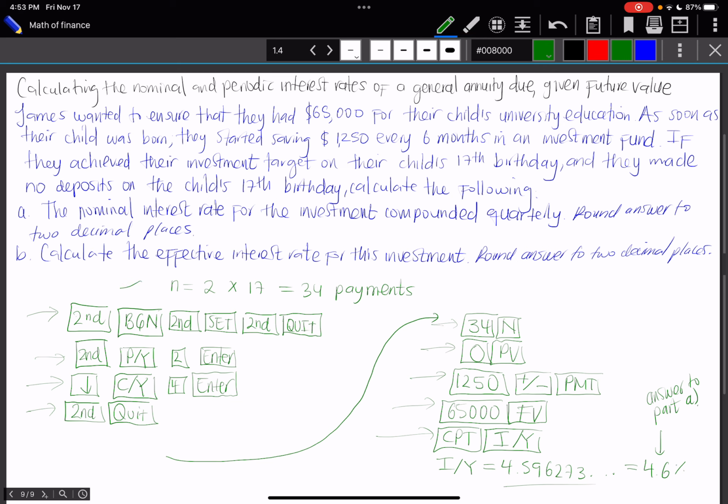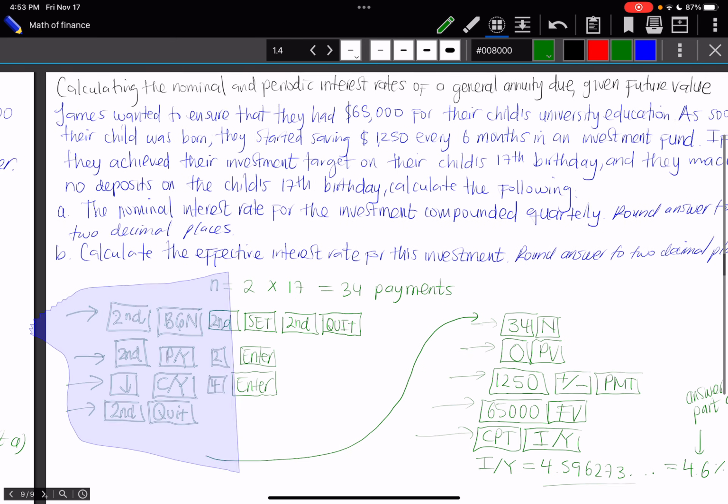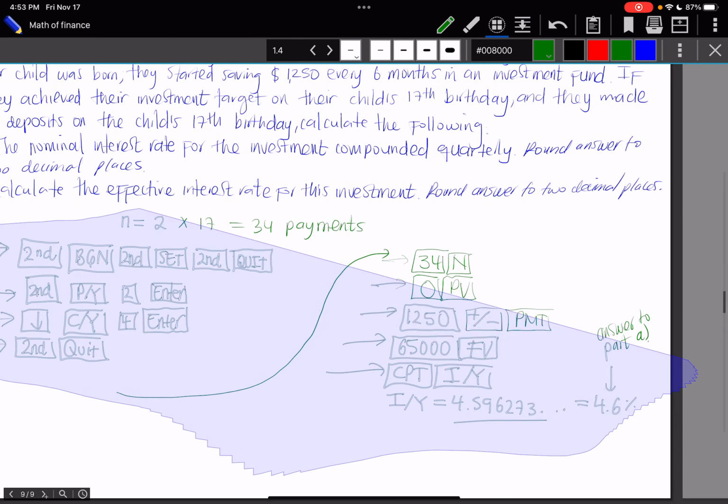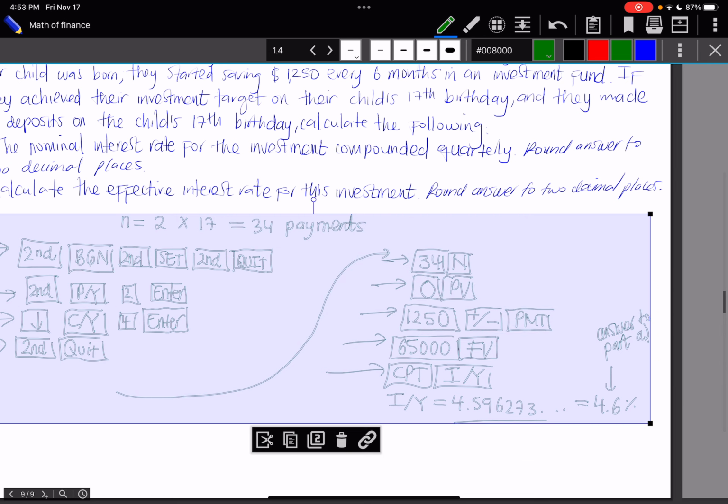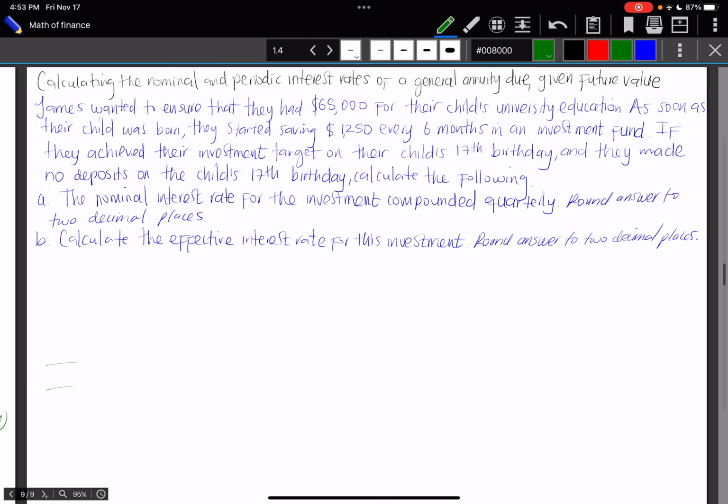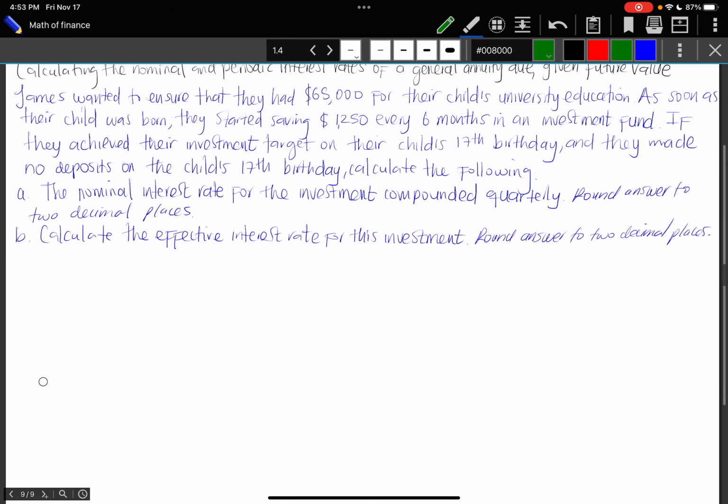Now regarding part B of this problem, we need to compute the effective interest rate for the investment. And that effective interest rate comes from taking the value we just found into account and the number of payments too.